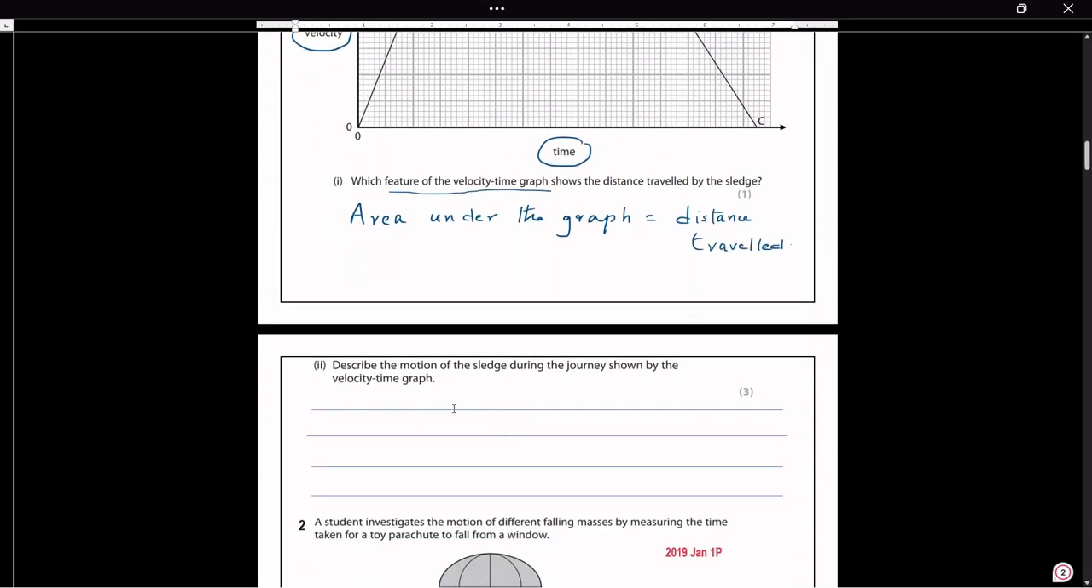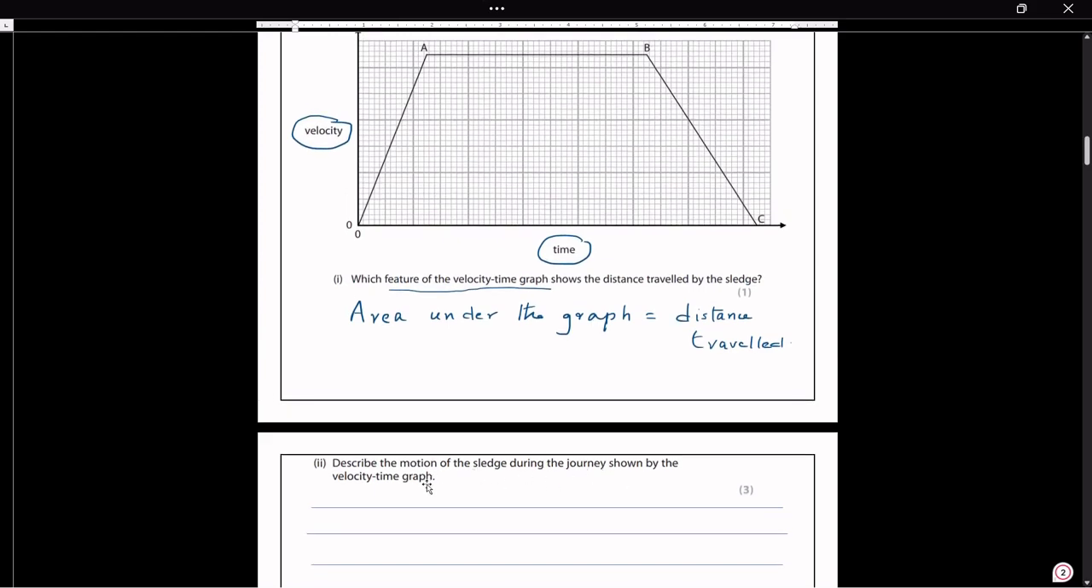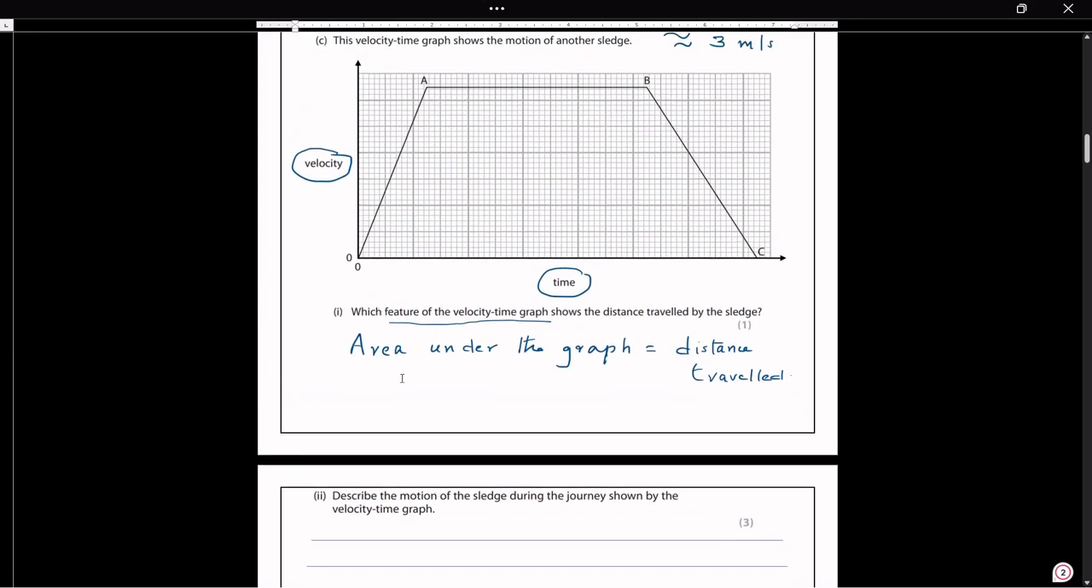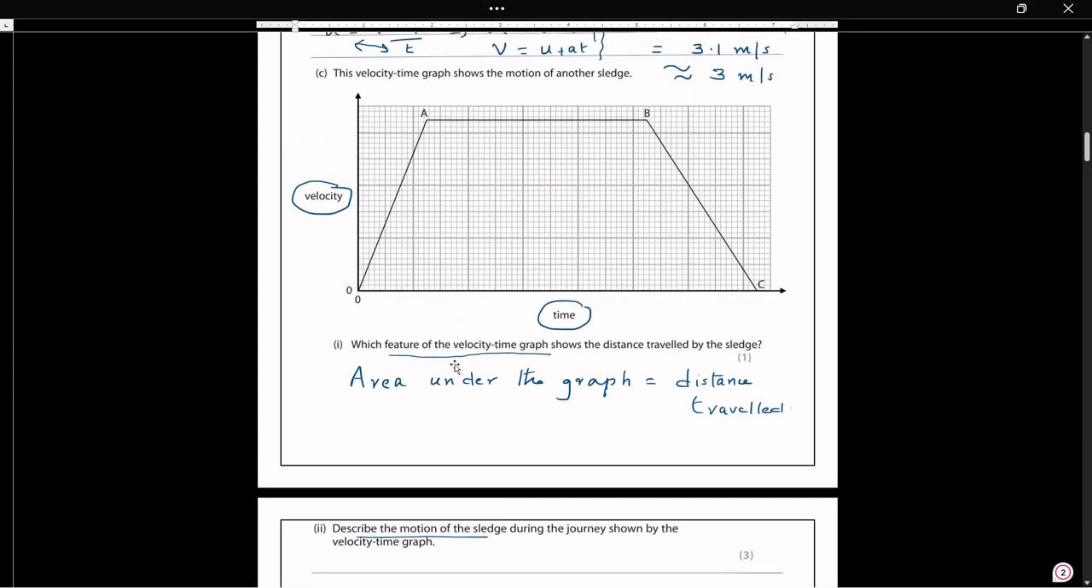Now let's move on to the next part. Describe the motion of the sledge during the journey shown by the velocity time graph. See, the journey is divided into three parts here: O to A, A to B, and B to C. Describe the motion of the sledge during the journey. Describe means you have to say what type of motion it is, whether the body is at rest, or moving with a uniform speed, or accelerating or decelerating.